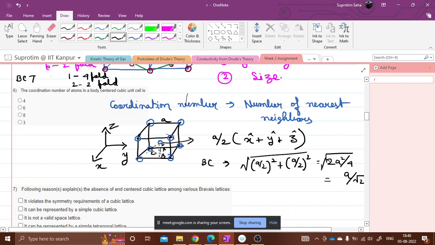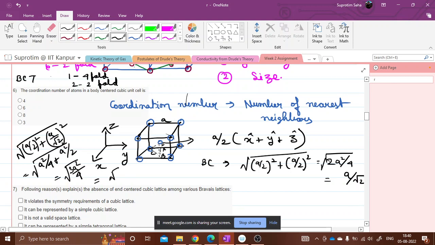So now you have to apply a second Pythagoras theorem, which is perpendicular, root under of BC squared plus BD squared. All right. So in that case, it will give you a by 2 squared plus a by root 2 squared. So this is a squared by 4 plus a squared by 2. This is root under 3a squared by 4. This is given by root 3a by 2, which is less than a.